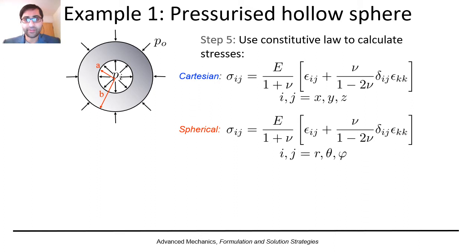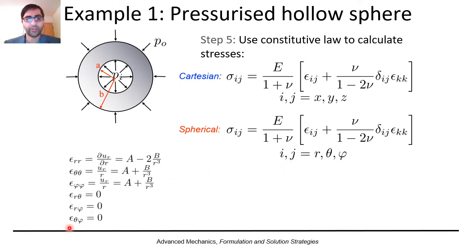And the fifth step is using the constitutive law to calculate stresses. We already know that the constitutive law in spherical coordinates is similar to the one in Cartesian coordinates. Here it is Hooke's law, but just substituting i and j with r, theta, and phi. We've already calculated the strain tensor, so let's work out the elements of the stress tensor.